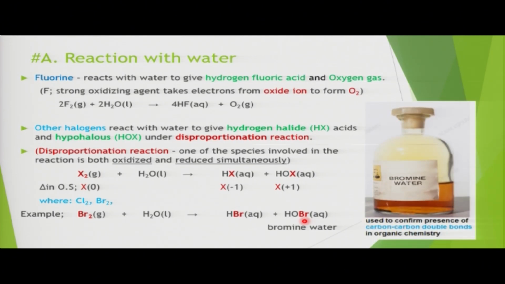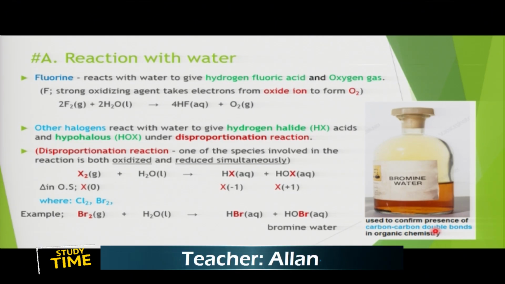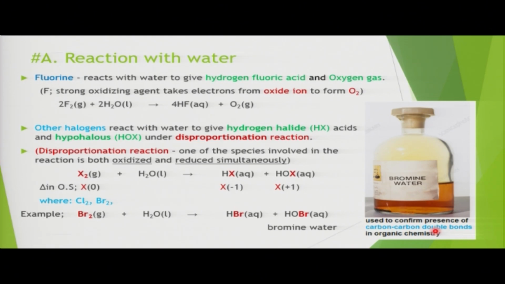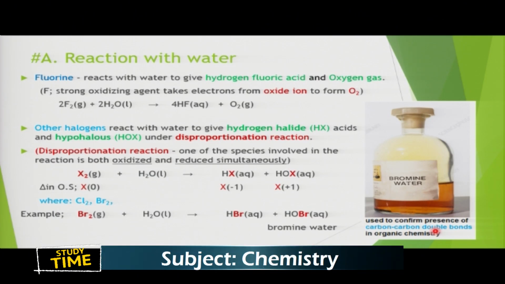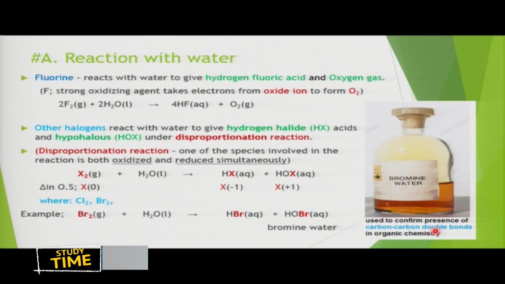So we talked of bromine water. This is the color of bromine water. That is orange, and it is used in chemistry for confirming the presence of carbon-to-carbon double bonds. You're going to see this when we reach more in organic chemistry, possibly in senior 5. So that is reaction with water. Again, take note, fluorine reacts differently from the other halogens because of its high oxidizing power and electronegativity due to its small size and high charge.